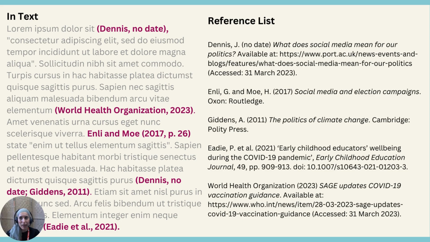Harvard referencing is made up of two parts. Part 1 is the in-text citations, which we discussed in a previous video, and Part 2 is the reference list. The reference list comes at the end of your assignment and lists all the sources that you've cited in your assignment. Whilst your in-text citations include the author's surname, year of publication, and page number if there is one, a reference list includes more information and gives full details of where that source can be found.